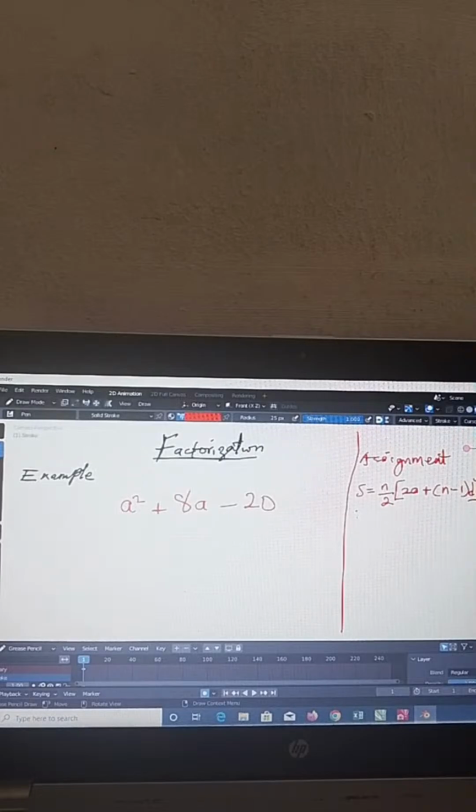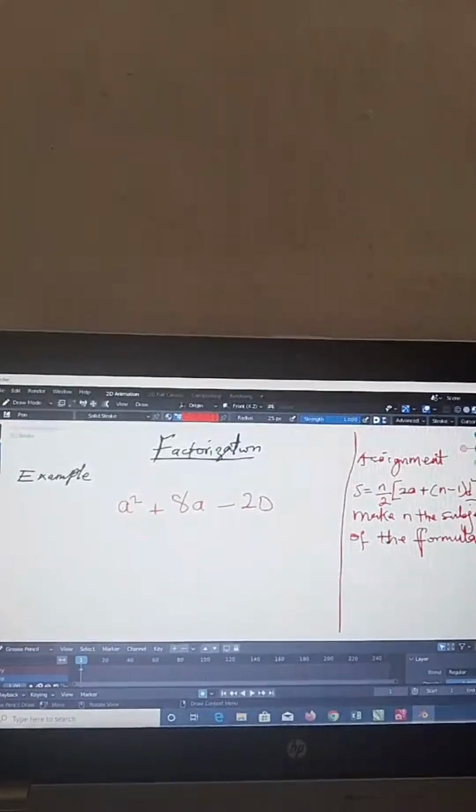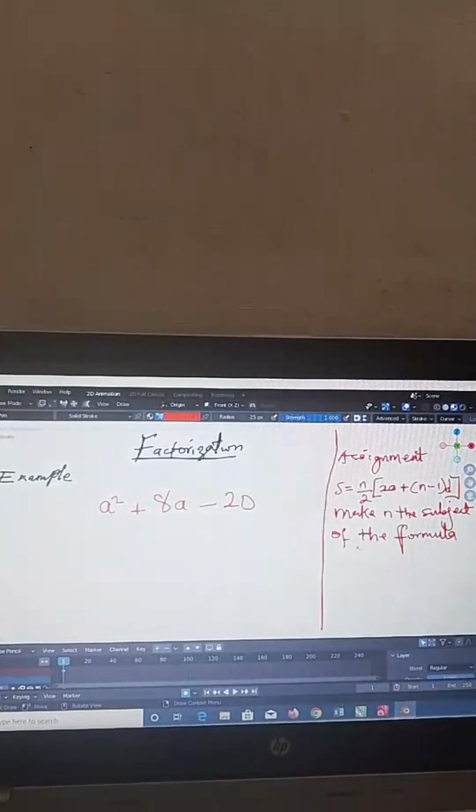Make n the subject of the formula. So make n the subject of the formula. You cannot see the board here, so make n the subject. Put your answer in the chat box. Put your answer. It is class work. Okay, let's say online work.